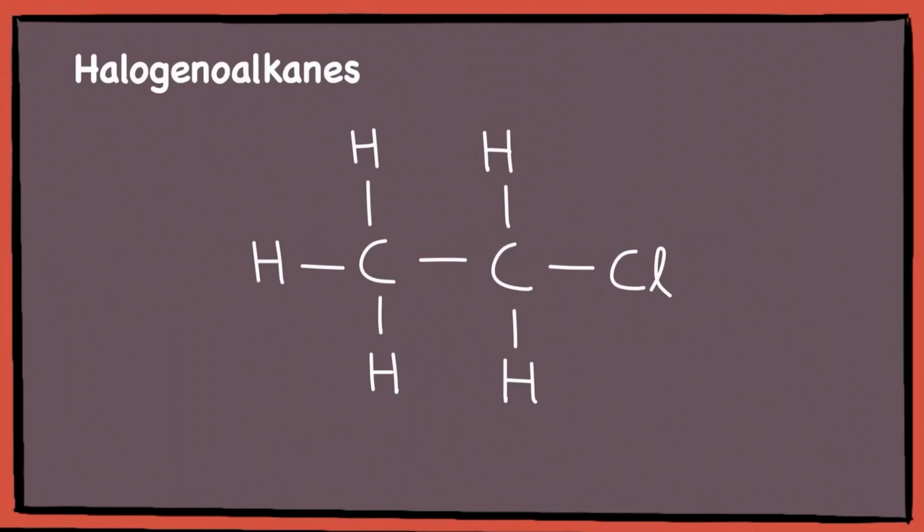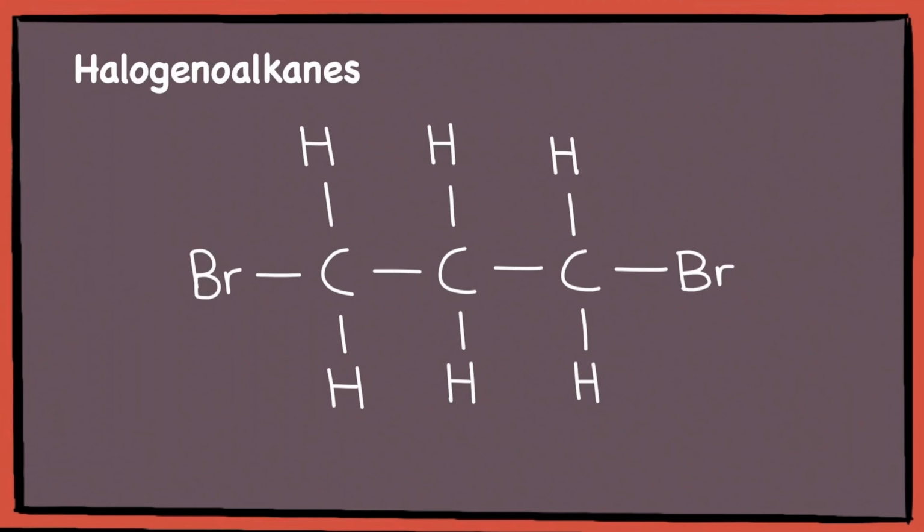Step 1. Find the longest parent chain. In this case, it's this chain here with 2 carbon atoms, so its parent chain is called eth. Step 2. Since it's an alkane, the suffix is ane. Lastly, let's write in the prefix. As there is only 1 chlorine group sticking out, the prefix will be called chloro. And combining everything together, the name for this organic compound is chloroethane.